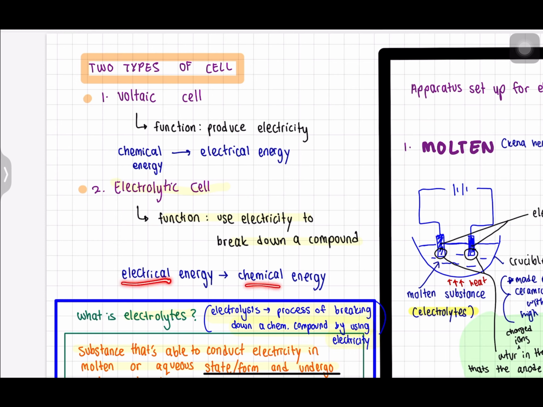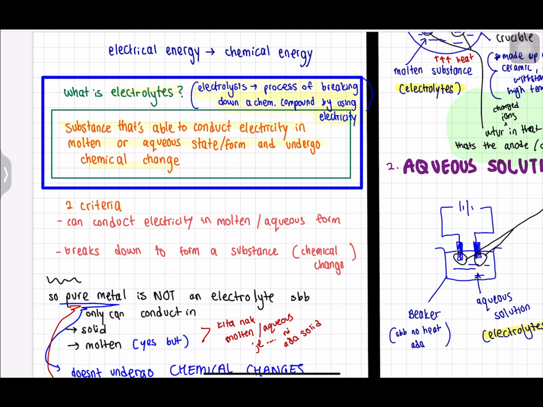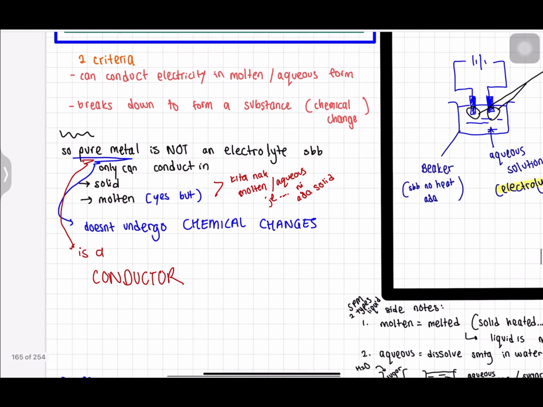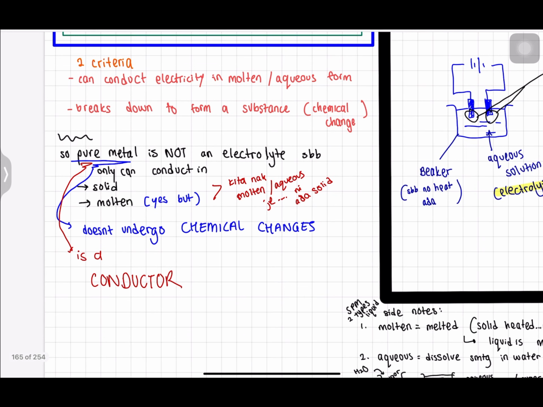Here's why this is important. You have to differentiate between what a metal is and what electrolytes are. Why isn't pure metal an electrolyte? Because they can only conduct electricity in solid and molten. While they still have molten, the condition that we want is that it can conduct electricity in a molten and aqueous state, not solid and molten. We want molten and aqueous.